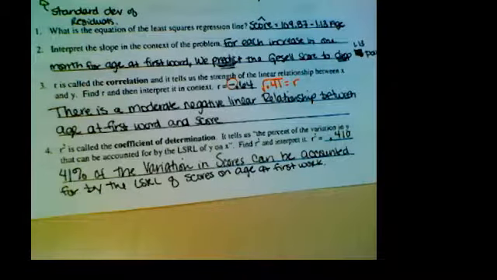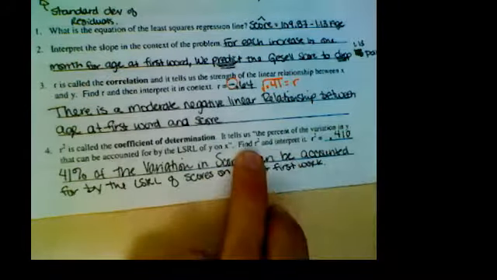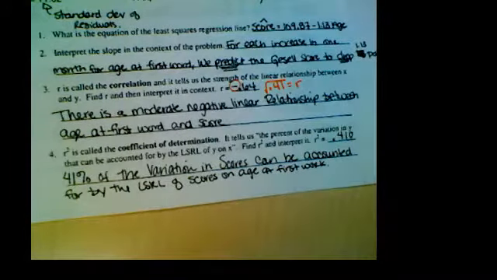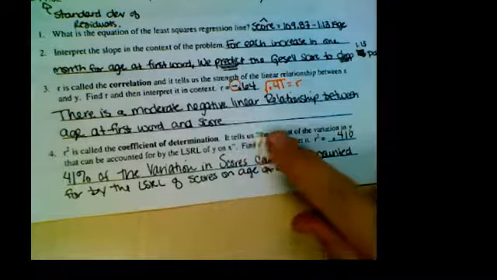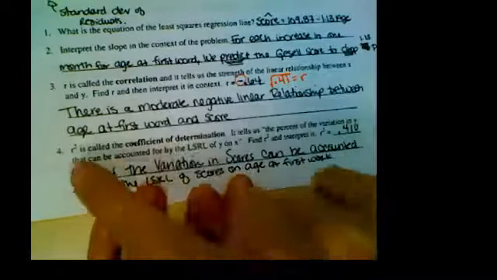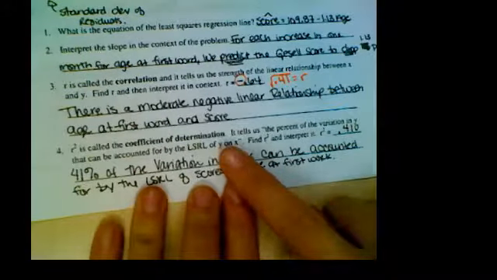It tells us the percent of the variation in y that can be accounted for by the least squares regression line of y on x. So it actually tells us what the variation is and how much of it can be accounted for. So you could probably remember this as a cookie cutter, because they like to do this as a follow-up C on an FRQ.